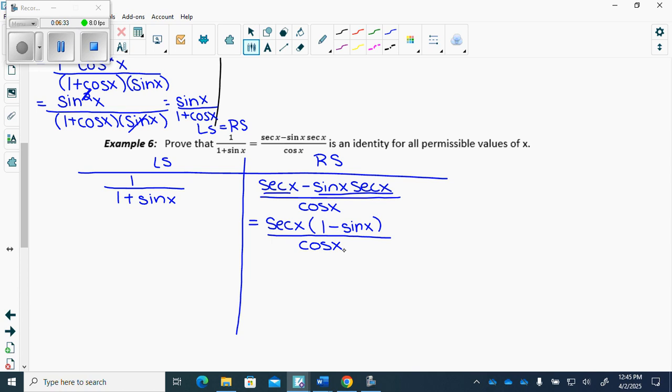Now that secant I could turn to a cos, correct? Secant is 1 over cos. Remember when you have secants, cosecants, singular ones, the best thing you can do is probably turn them to sines and coses. So I'm going to switch this secant into 1 over cos times 1 minus sine x over 1, technically. And then I'm dividing by cos x.